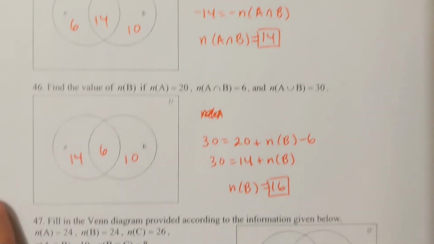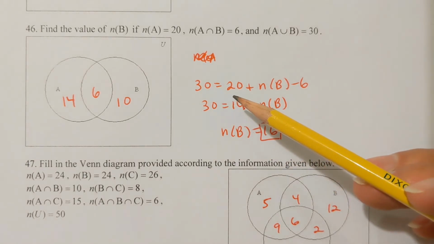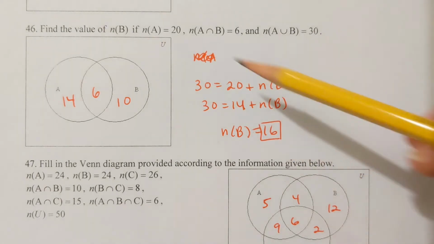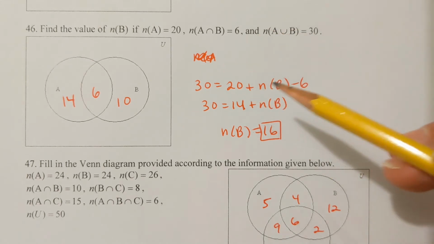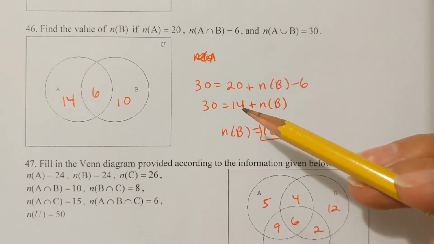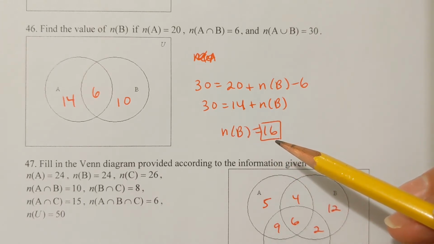Problem 46. Find the value of the cardinality of B if the cardinality of A is 20, the cardinality of A intersect B is 6, and the cardinality of A union B is 30. Okay, so using the general addition rule, I'll have 30 equals 20 plus the cardinality of B, I don't know what that is, minus 6. Okay, 20 minus 6 is 14. If I subtract 14 from both sides, then the cardinality of B is equal to 16.